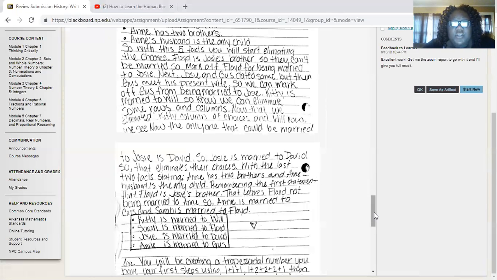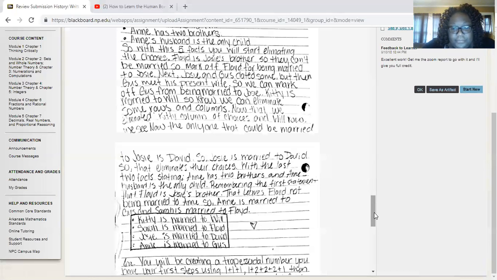Kitty is married to Will, so now we can eliminate some rows and columns: the Kitty column of choices and the Will row. We see now that the only one that could be married to Josie is David. So Josie is married to David, which eliminates their choices. The last 2 facts state Annie has 2 brothers and her husband is the only child. Remembering the first statement, Floyd is Josie's brother, that leaves Floyd not being married to Ann. So Ann is married to Gus and Sarah is married to Floyd.